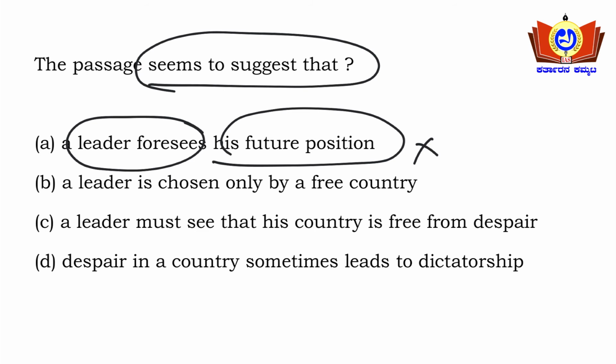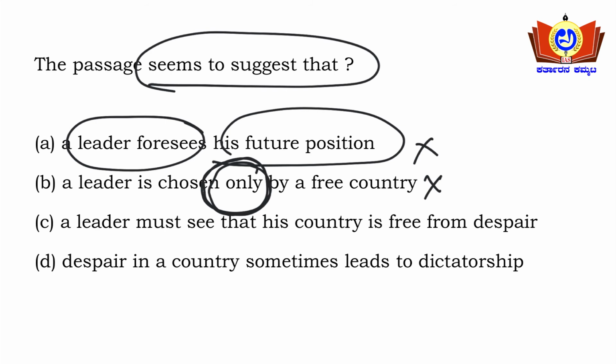So what about option B? A leader is chosen only by a free country. See, this is an extreme statement here. The word only makes it extreme. I've told you usually in passages these extreme sentences will be wrong. So a leader is chosen only by a free country. No, actually a leader is also chosen in the other country where that leader will be a dictator. So the second option is also wrong.